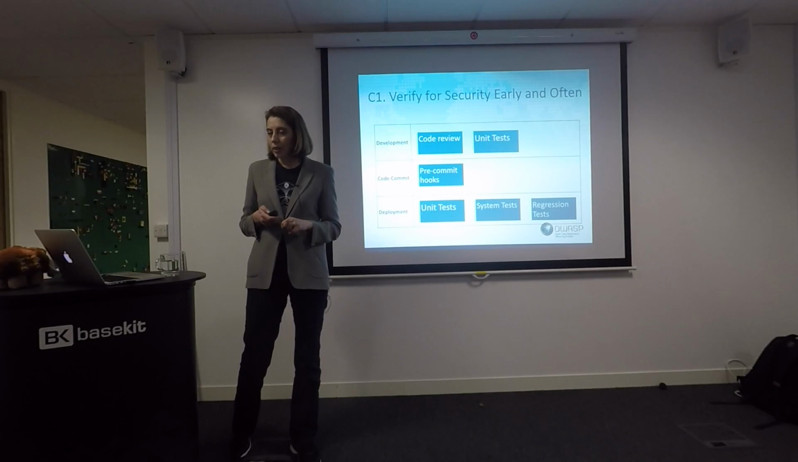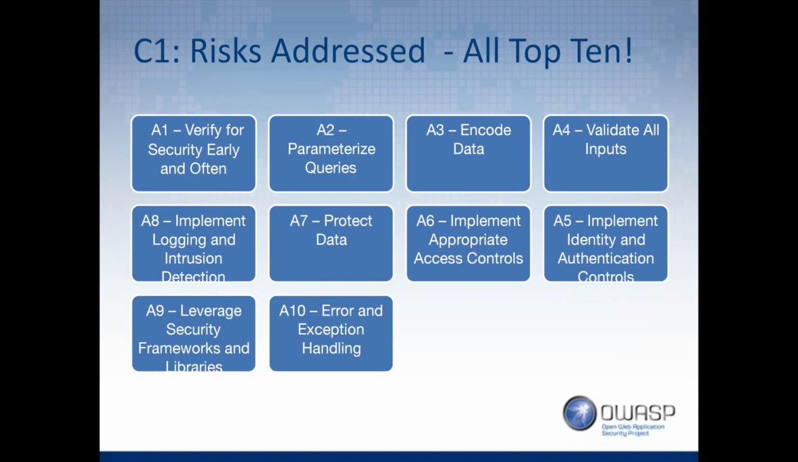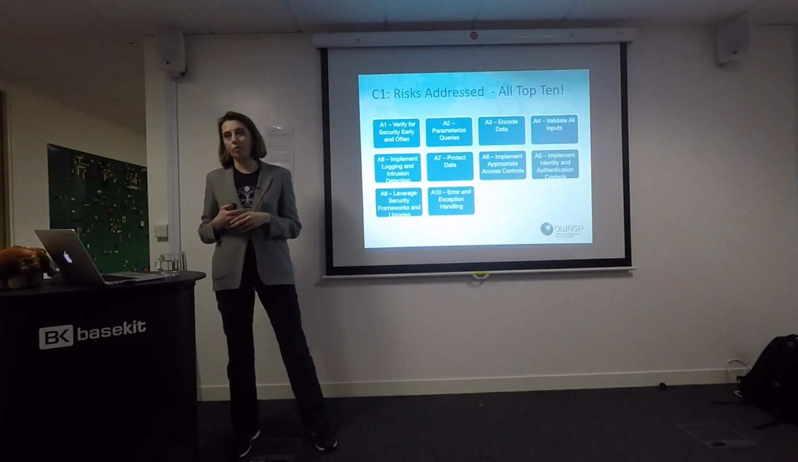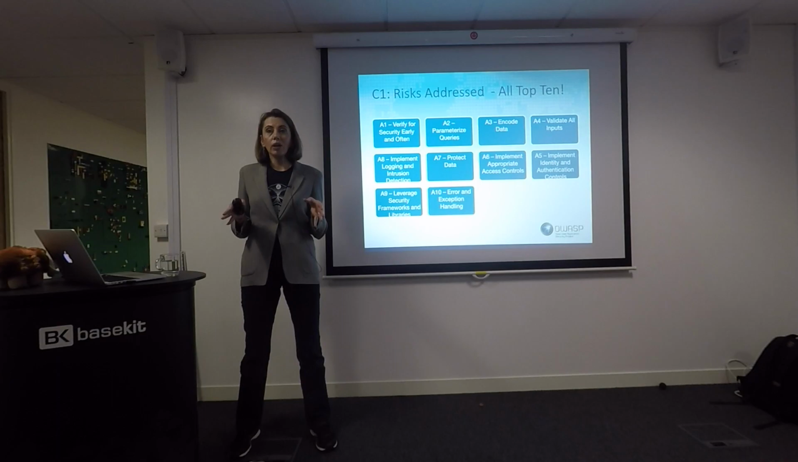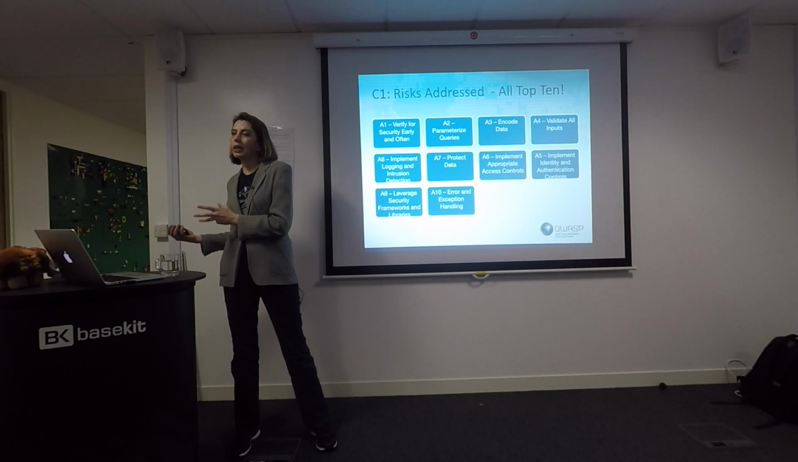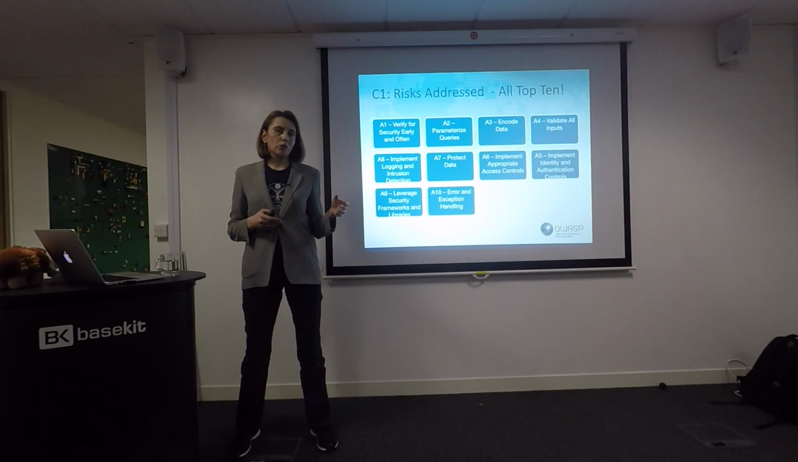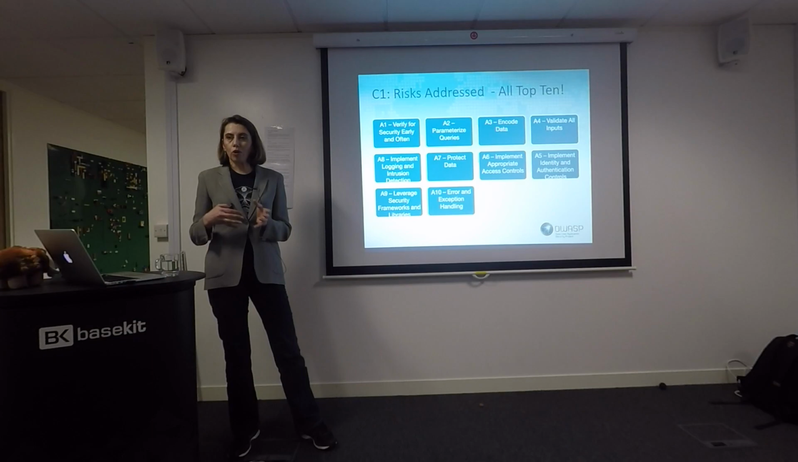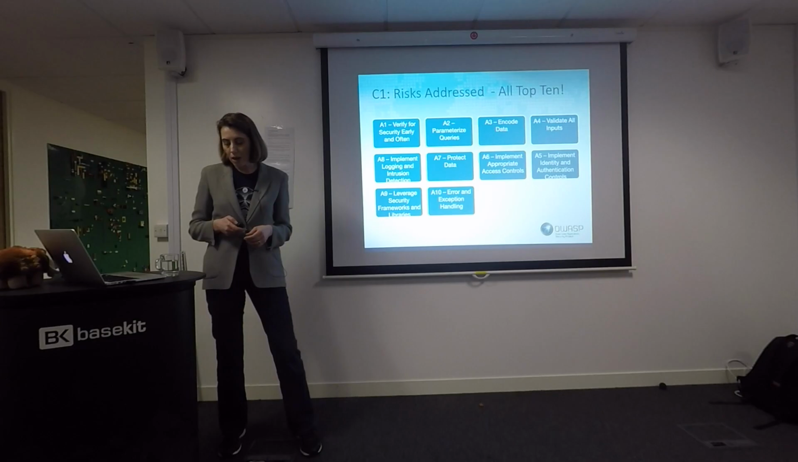So control number one helps you from the start, not as an afterthought, to prevent the top 10 risks. This control gives you a very nice framework where rather than thinking of security requirements as an afterthought, you actually incorporate the requirements from the beginning. And instead of testing for security at the end of a project or project phase, you actually automate it and make it part of your continuous integration and continuous delivery. Great, so let's see what else can we do.